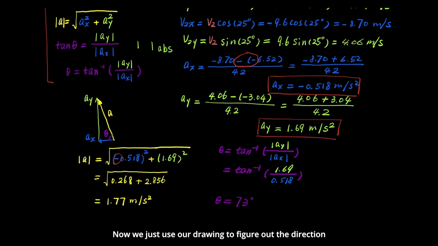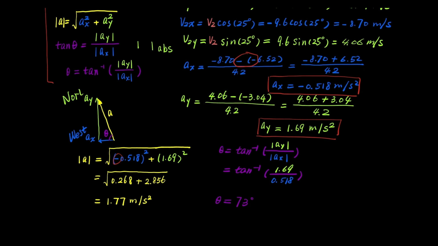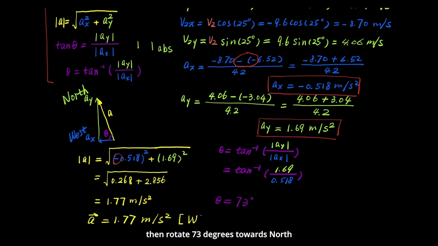Now we just use our drawing to figure out the direction. AX is negative, so that's west. And AY is positive, so that's north. So our acceleration is pointing mostly north with a bit of west in it. So we can write the final answer as A equals 1.77 meters per second squared. And the direction is, starting from west, rotate 73 degrees towards north. Okay, now I have my answer.